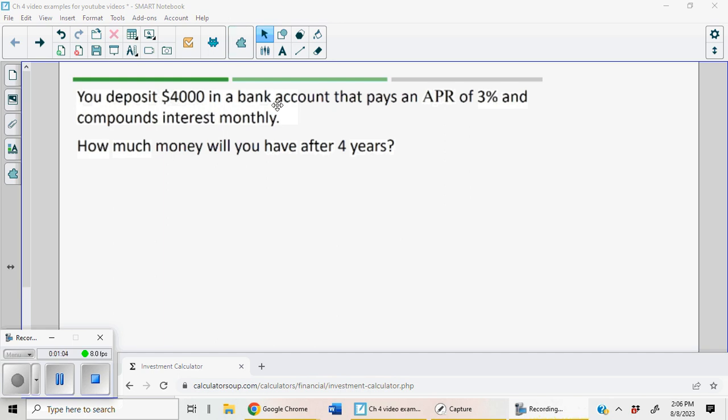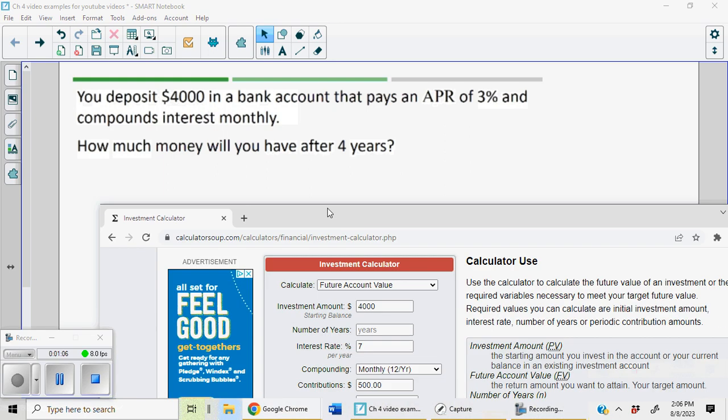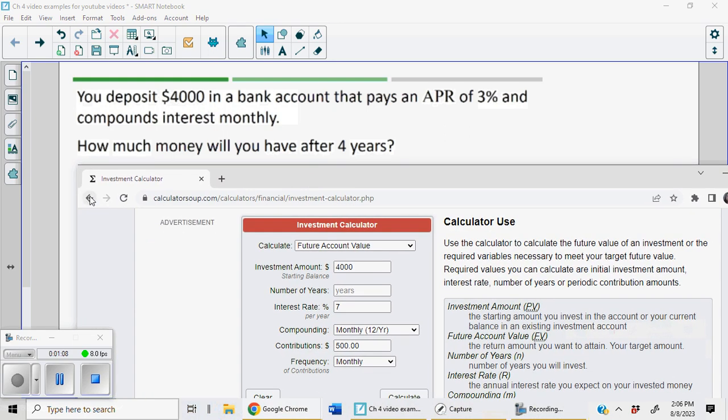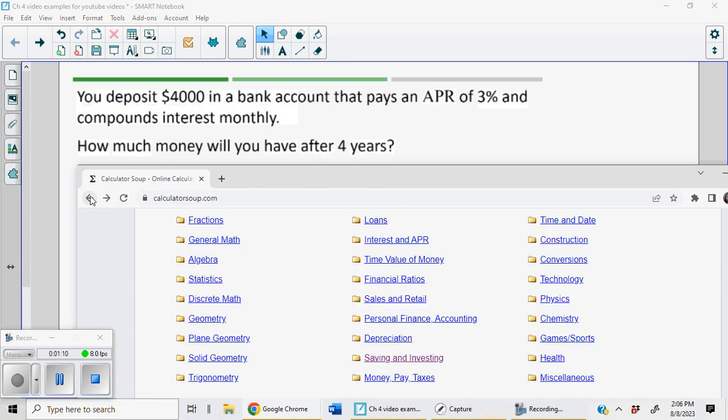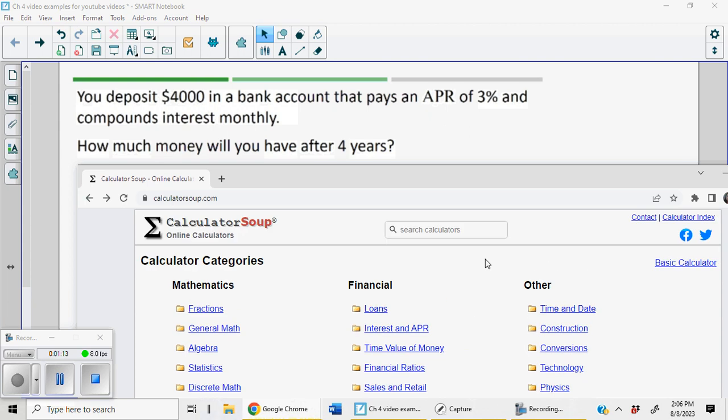So on this particular example, I go to calculatorsoup.com. Let me go back so you can see what all I did. When you go to calculatorsoup.com, you see something like this. Now on your mobile device, it looks a little bit different. The format is a little bit different, so be aware of that. Be sure to practice it on your mobile device, not your computer, so that you are prepared for tests.